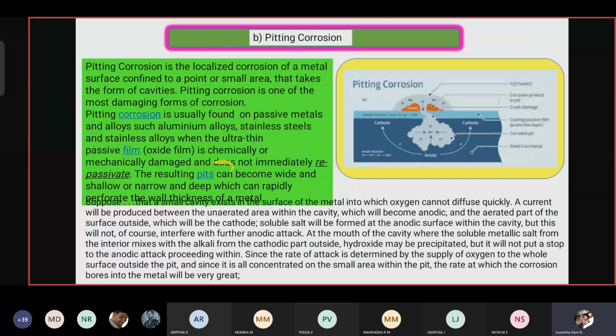Pits are nothing but the formation of holes. The destruction of the metal surface can become wide and shallow, or narrow and deep, which can rapidly reduce the wall thickness of the metal. So pitting corrosion is nothing but forming pits, forming holes beneath the dust surface. This is another example of pitting corrosion. Again, when it comes to the anode and cathode reactions, what is the anode reaction?